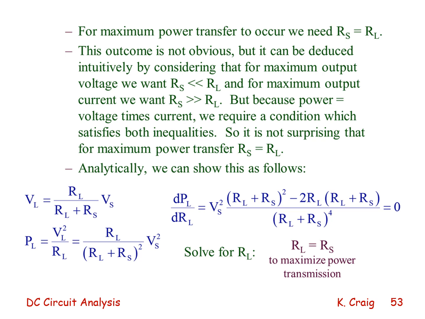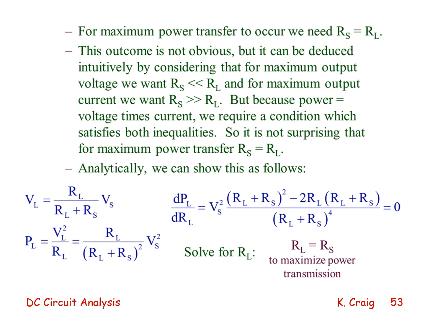This outcome is not obvious, but it can be deduced intuitively by considering that for maximum output voltage, we want the source resistance to be much, much less than the load resistance. And for maximum output current, we want the source resistance to be much, much larger than the load resistance. But because power is voltage times current, we require a condition which satisfies both inequalities. So it is not surprising that for maximum power transfer, the source resistance should equal the load resistance.